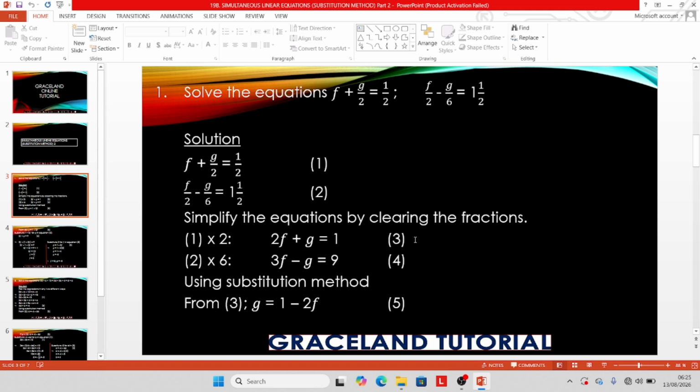Now, using equations 3 and 4, we can use the substitution method. From equation 3, I'm going to calculate the value of g. So in equation 3, we have 2f plus g is equal to 1, then 2f will move to the other side, and that will turn to minus 2f. So g is equal to 1 minus 2f is going to be our equation 5.